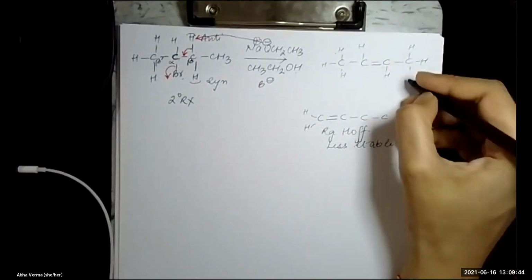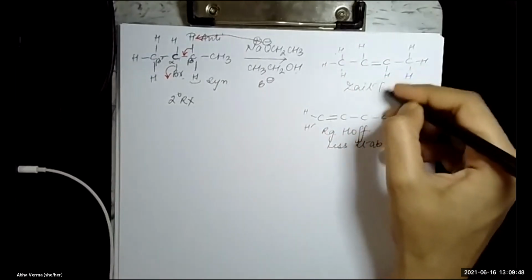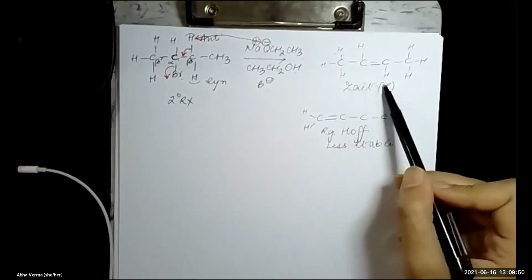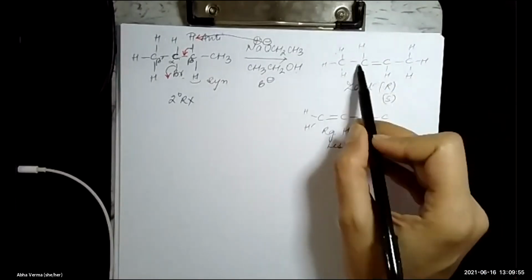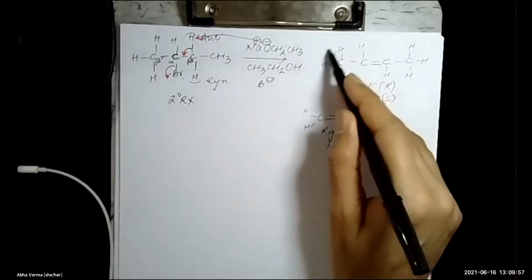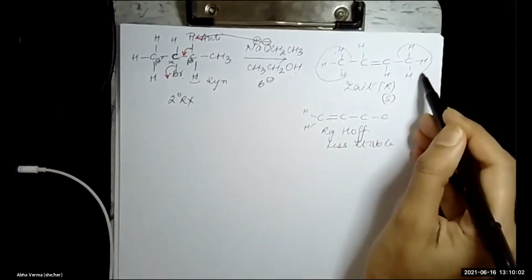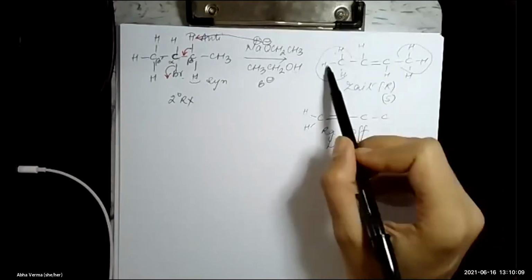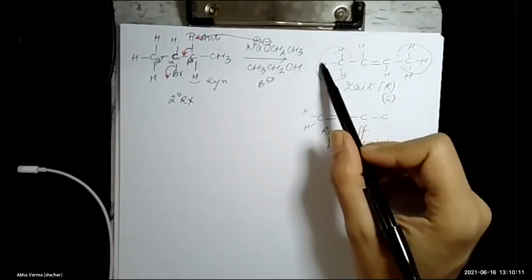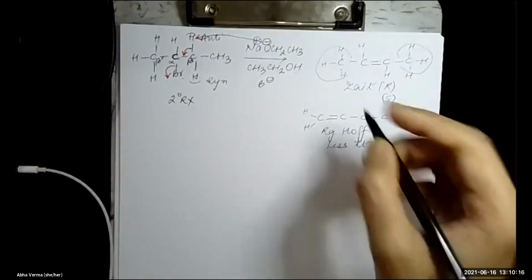What kind of a product did I make? I made a Zaitsev product. So regiochemically, it is a Zaitsev product. Stereochemically, what did I make? On this carbon, the bulky group is right here. On this carbon, the bulky group is right here. What is the position of these groups relative to each other? Are they trans or are they cis? Trans. They are trans. Very good.